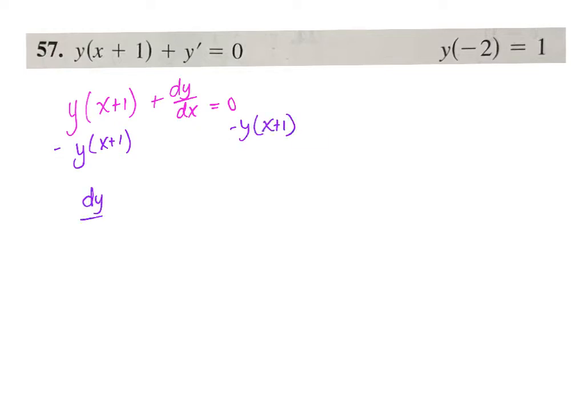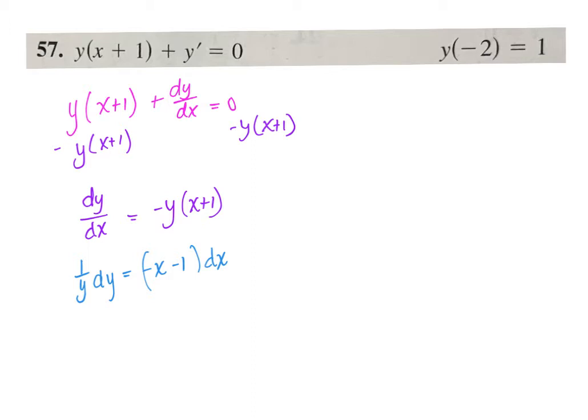So I have dy/dx equals negative y x plus 1. All right. I'm going to move the y to the other side. So I'm going to have 1 over y dy, and I'm going to have negative x minus 1 dx. I just distributed that negative there.